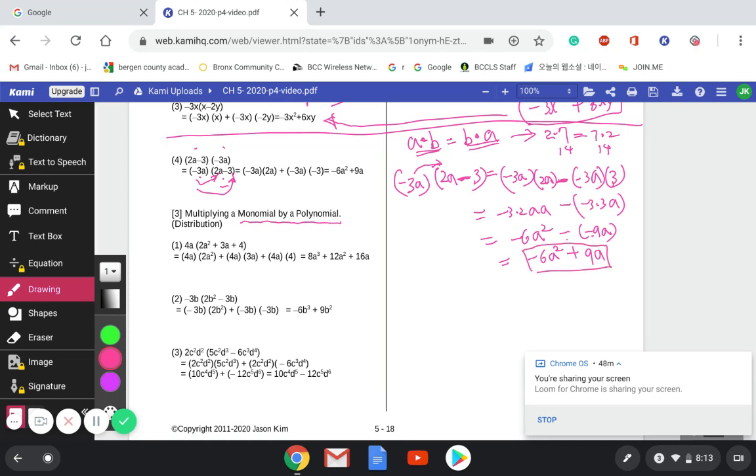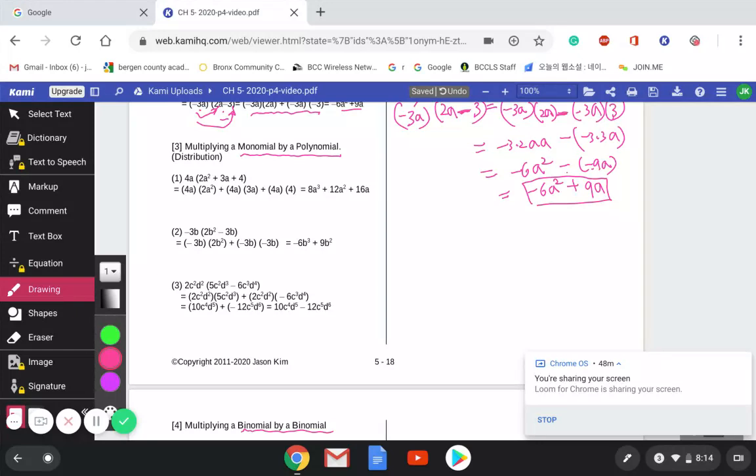So you get the same answer. I did a little different way in here, but they are the same. The way I did here was I changed 2a minus 3 as 2a plus negative 3, and then I distribute them. So a little different than here, but it's okay.